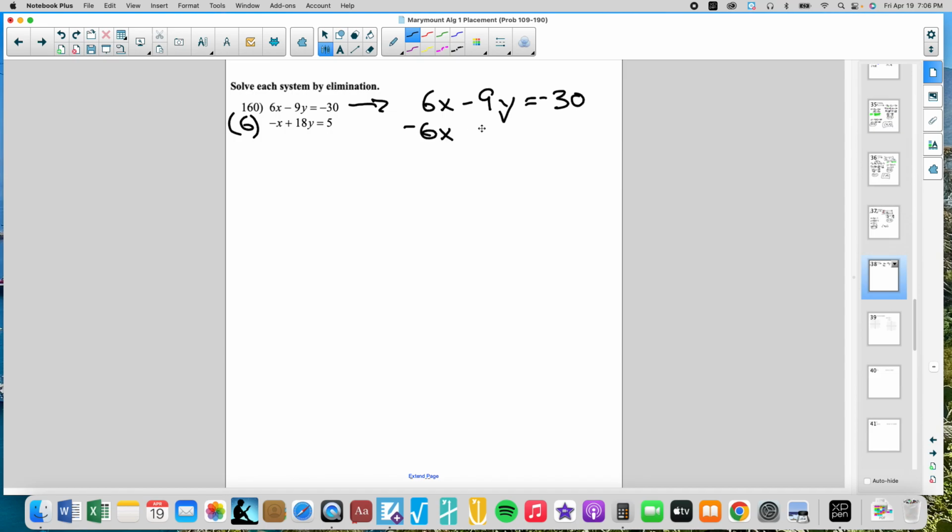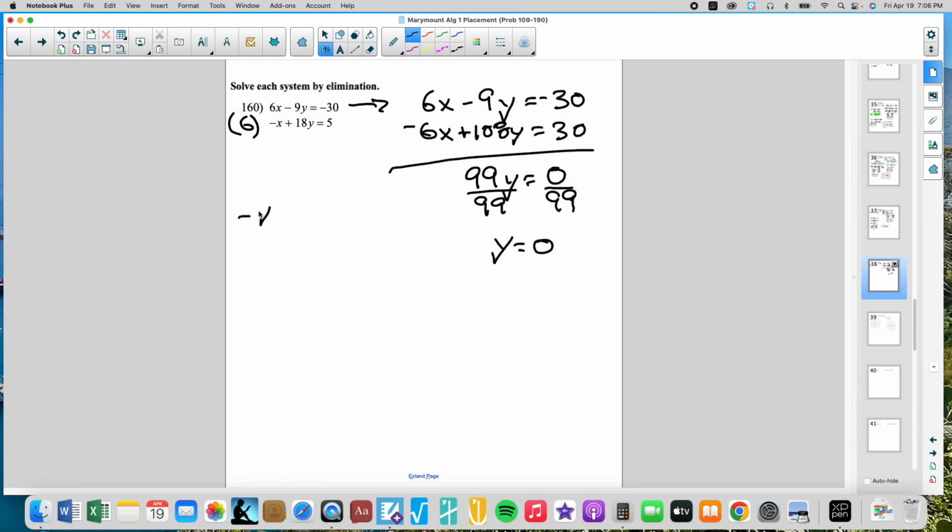That gives me negative 6x. That gives me a very large positive number. 6 times 8 is 48. 108 equals 30. Oh, that cancels. This gives me 99y equals 0. Divide by 99. I get y equals 0.